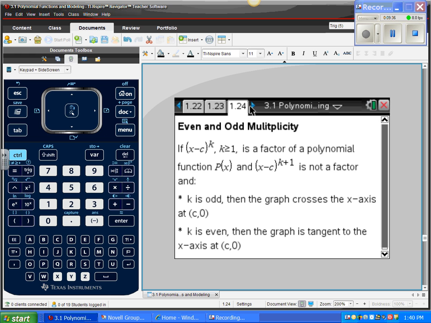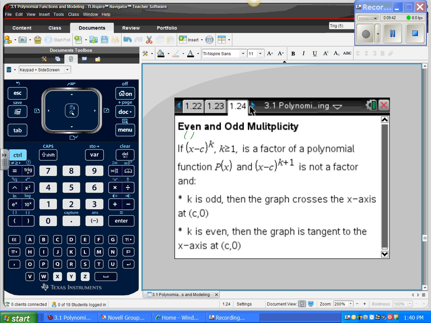If I have x minus c quantity raised to the k, right? You have some value, like before we had x minus 2 quantity cubed. If that k, or the exponent, is greater or equal to 1, there's a factor of the polynomial function p of x, and if you were to add one more to that exponent, it wouldn't be a factor. So if k is odd, then the graph crosses the x-axis at c, 0. Okay? If k is odd, the graph crosses the x-axis at c, 0. If k is even, then the graph is tangent to the x-axis at c, 0.